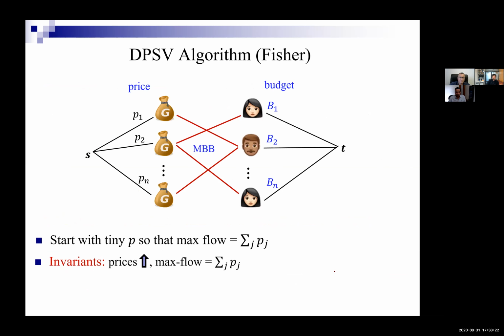Okay, so the DPSV algorithm is like this. The difference with the exchange model is that the budget is fixed. This is a constant. And we still want to find the prices where each agent spends on MBB goods, and you can saturate both sides. So what the DPSV algorithm does is it starts with tiny prices, such that the max flow is the summation of p_j. So it starts with very small prices such that you can saturate all the edges out of the source.